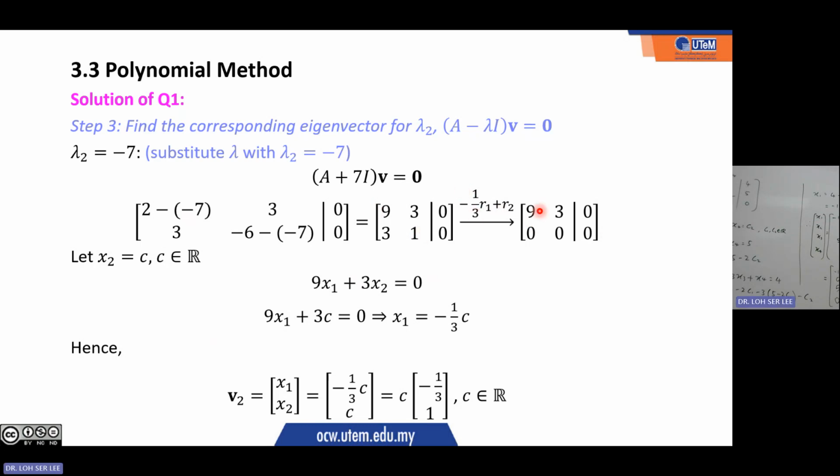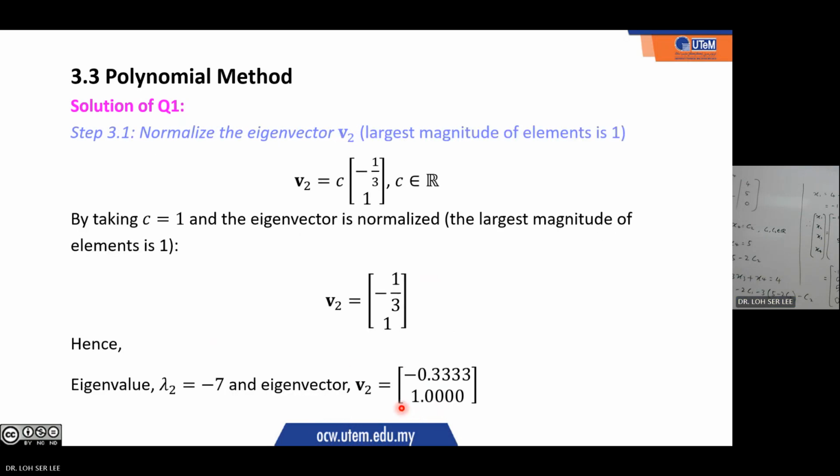Row reduce, you get this. Sketch the staircase. X1 has a pivot, X2 is free. X2 is C. For the equation, substitute your X2, solve for your X1, and then display your X1, X2 in vector form, factorize the C. And you see this is what we want, right? The largest magnitude is 1. The other magnitude is 0.3333. This one's magnitude is 1. So this is actually what we want. So we just let C be 1, then this is your V2.